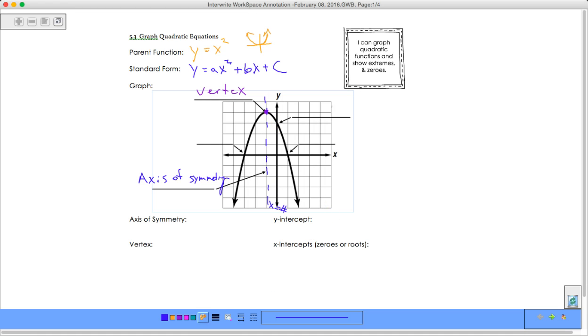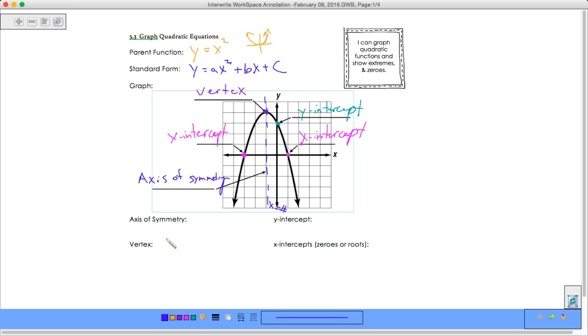Okay. Your y-intercept is right here. So that's where it crosses the y-axis, just like when we did linear functions. And then these 2 points right here are where they cross the x-axis, so those are x-intercepts. Okay, now we need to look at how we find each one of these things.